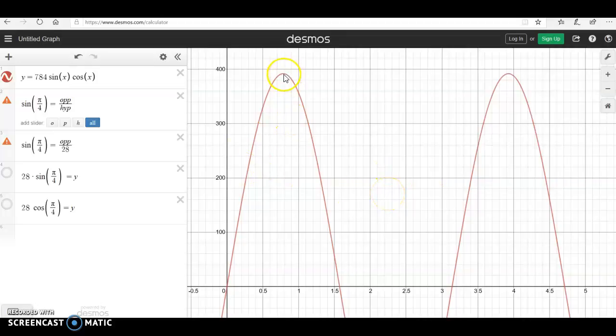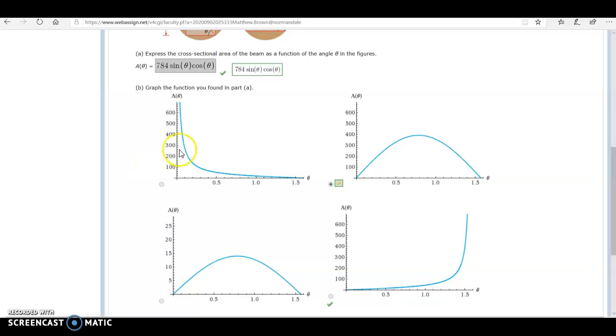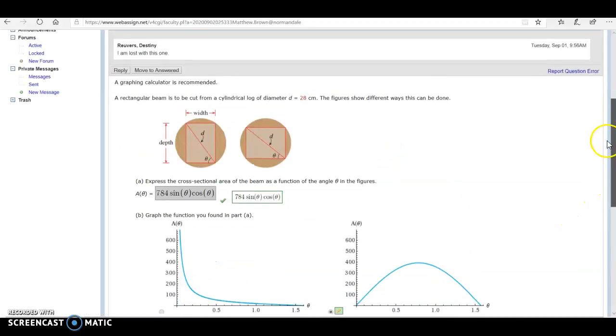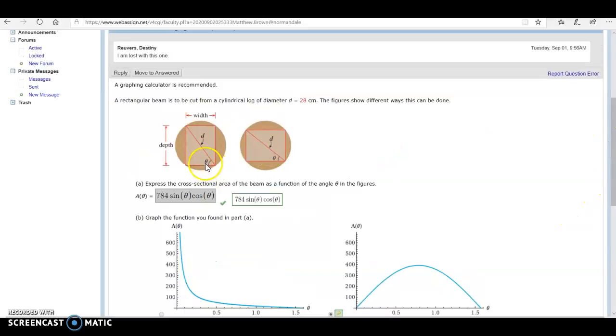But then you just click on the graph at the very top and it tells you what the angle is that actually gives you the maximum area. So this is the maximum area, this is the maximum angle that gives you that maximum area. So going back to here and looking at the original image, we have this angle that's the same angle that we just found that gives us the maximum area. And the angle happens to be pi over 4, which is the 45-degree angle.